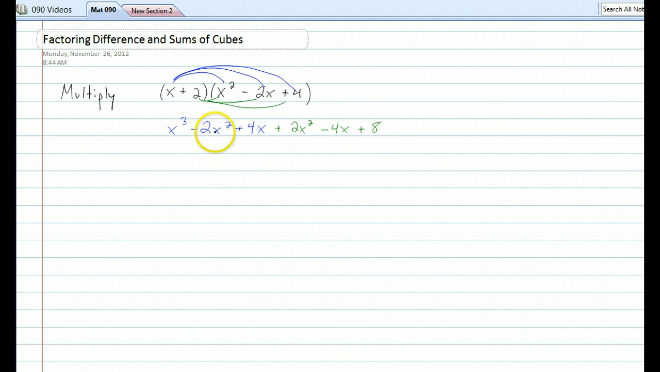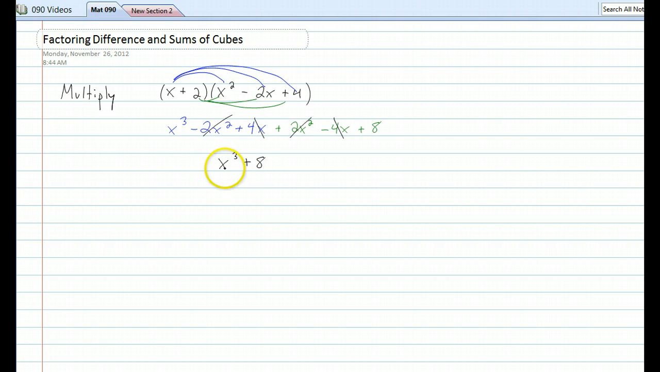Notice what just happened there. All these middle terms are going to cancel out. The negative 2x squared and the positive 2x squared cancel, and the positive 4x and the negative 4x cancel, just leaving us with x cubed plus 8.